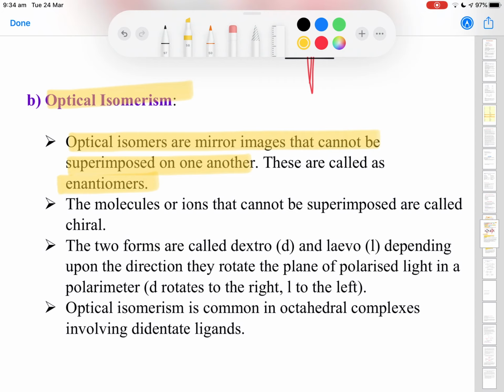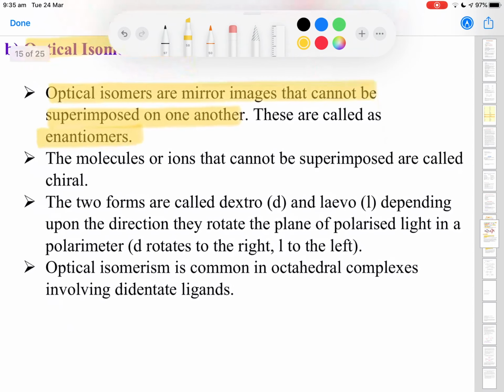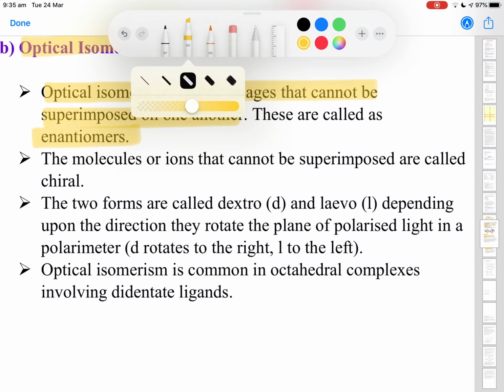For example, if you look into the mirror, your left hand appears as right and right appears as left. So those two hands, the image of your right hand which appears as a left hand in the mirror, can you superimpose? No. These images are non-superimposable. Hence, such type of isomers are called optical isomers. So, a very important point to be noted down here is cannot be superimposed.